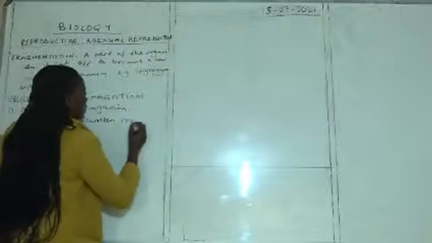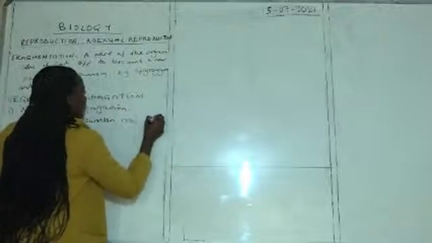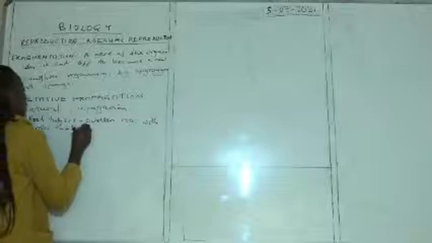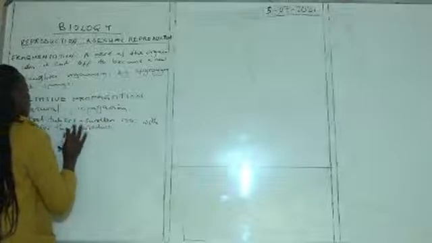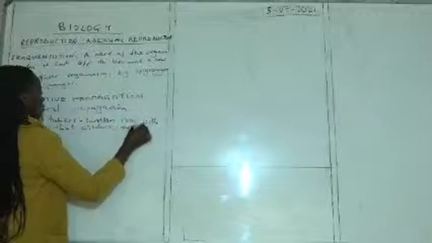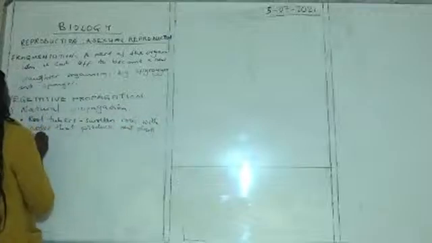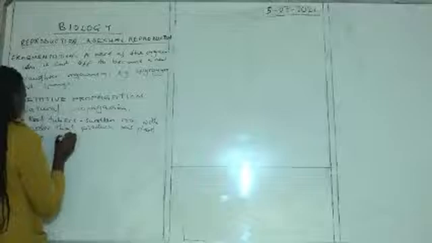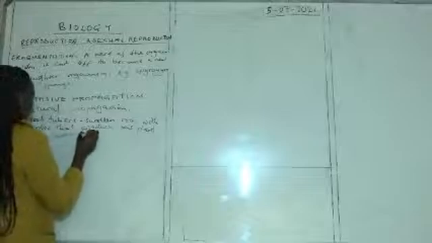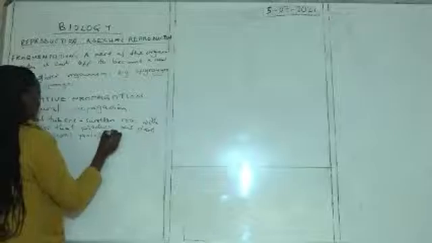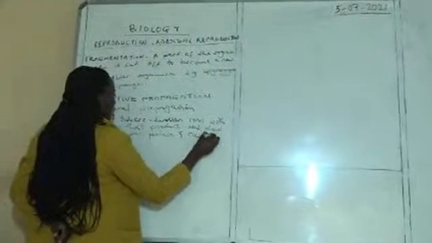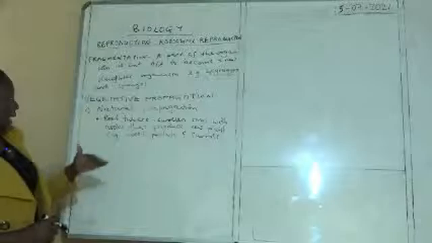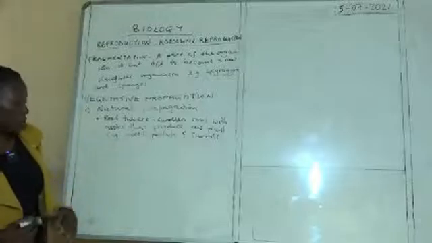Examples of this one: a swollen root with nodes that produce a new plant. Example, here we have sweet potato and carrots. So you see that carrots and sweet potato are propagated naturally in the form of root tubers.